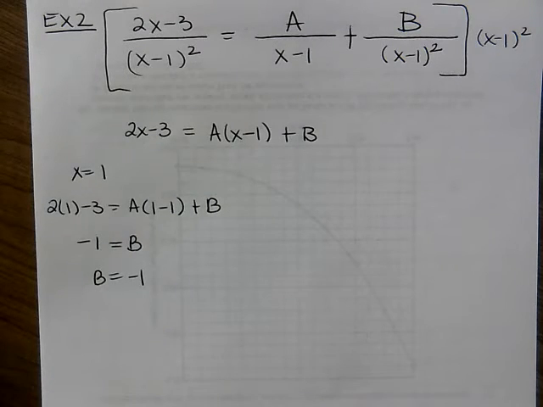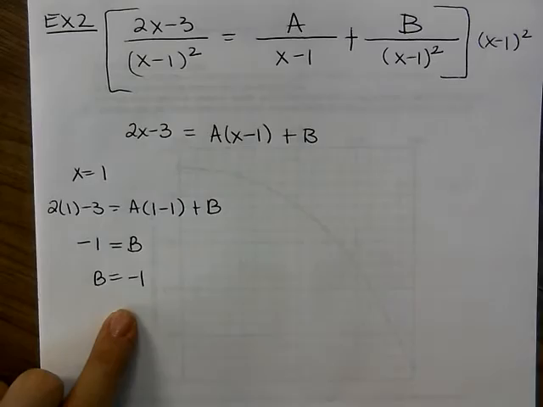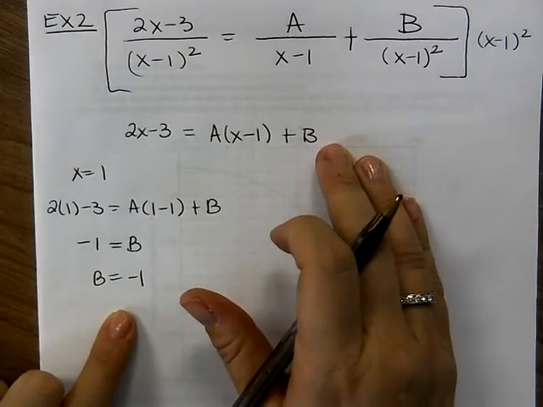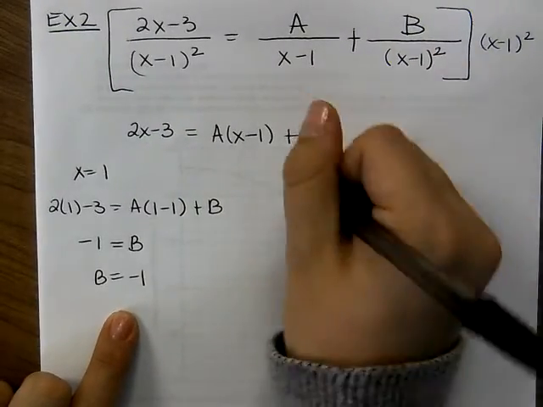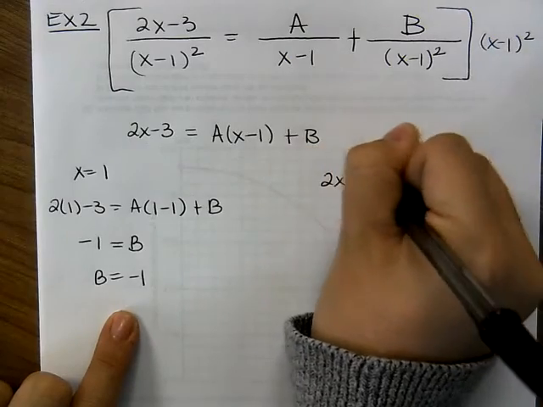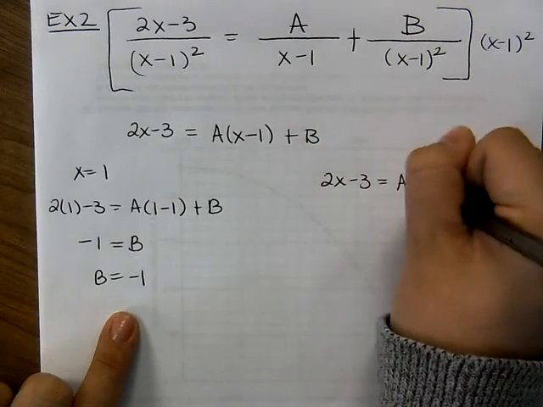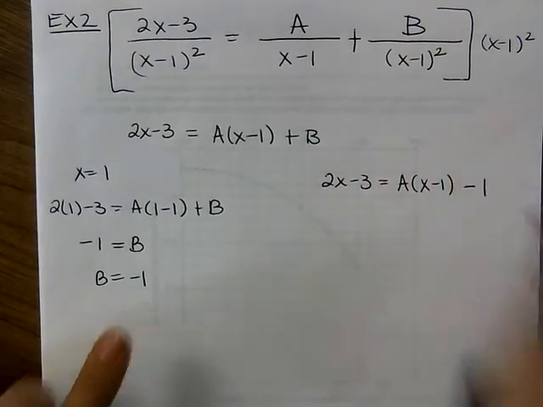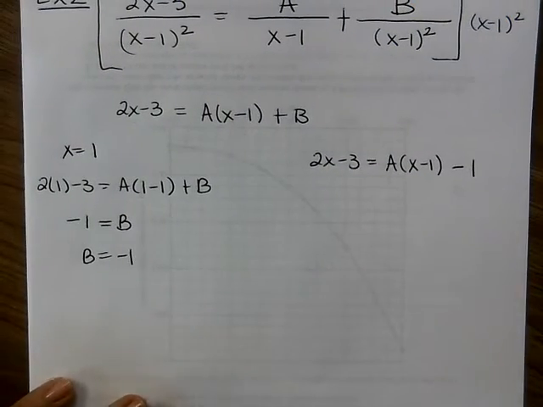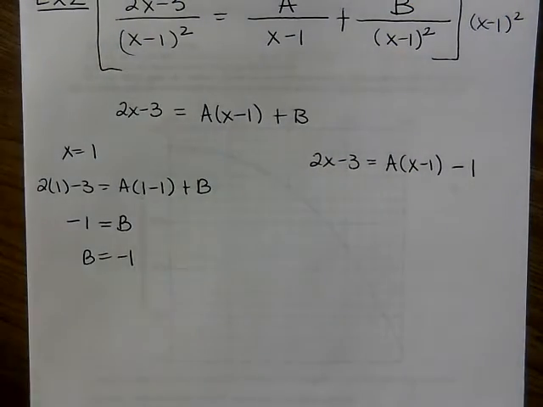No, right? There's not. So now I need a different method. I need a different thing I can try. Don't you know that B is negative 1? Can't you just plug in negative 1 for B then? Because you know it. So now we have 2x minus 3 equals A times x minus 1 minus 1. Okay, so how am I going to solve for A?